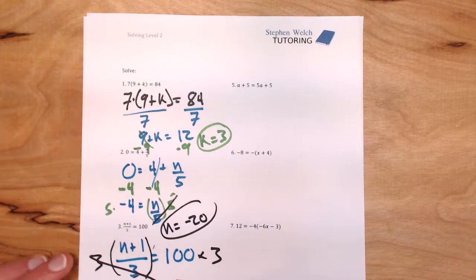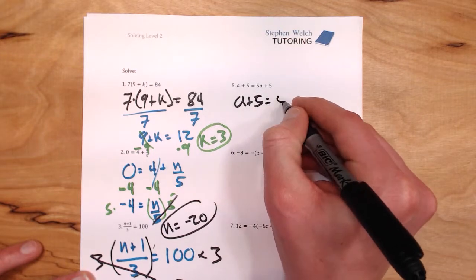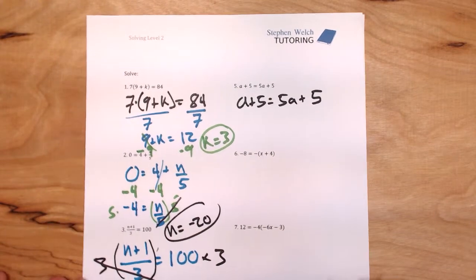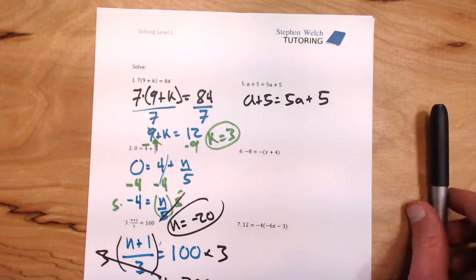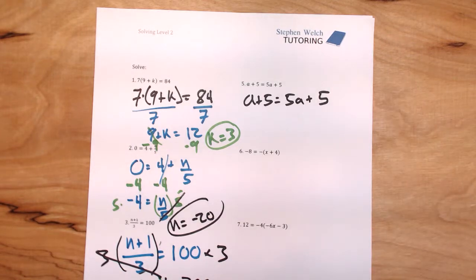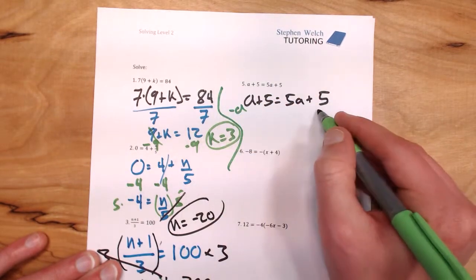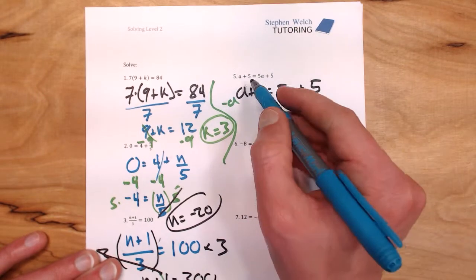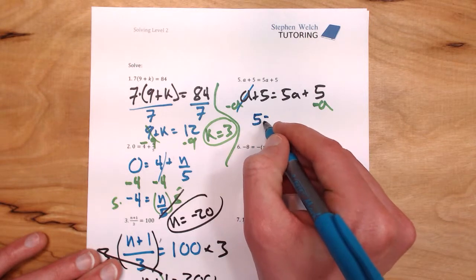All right, number 5. 5 says a plus 5 equals 5a plus 5. This problem's a little harder. We're going to need to bring our a's together because those are our variables. We want to bring them all into one term. So the best way I can think to do that is to subtract a from both sides. So minus a on both sides. Over here, my a's cancel. A minus a is 0. And I get 5 equals.